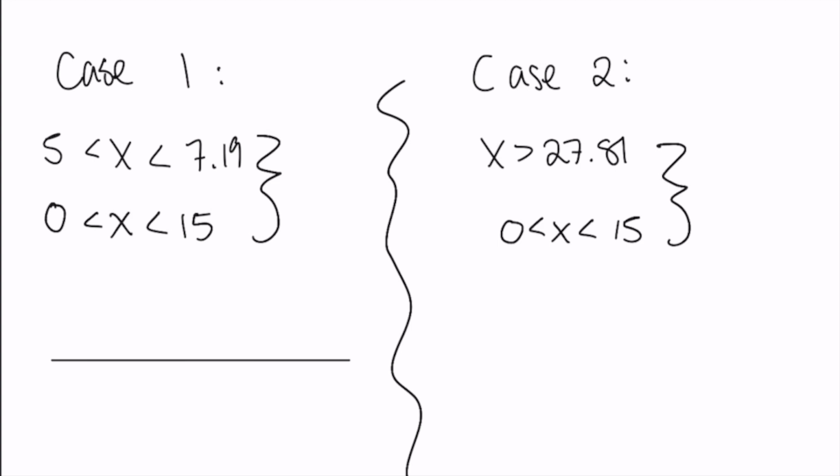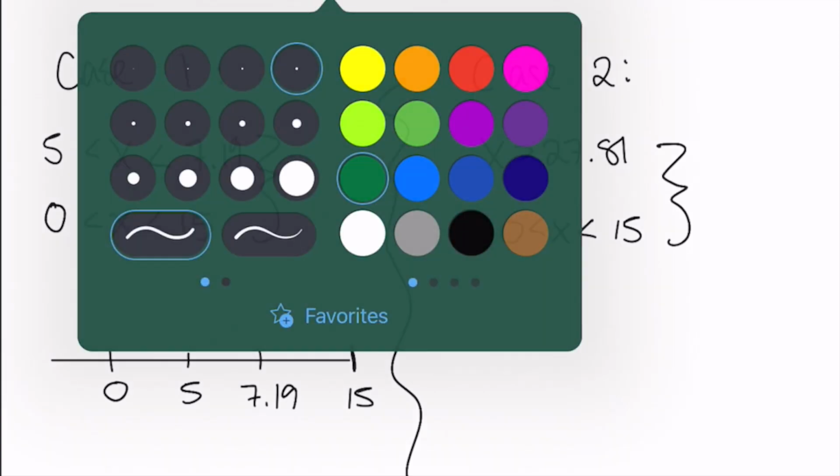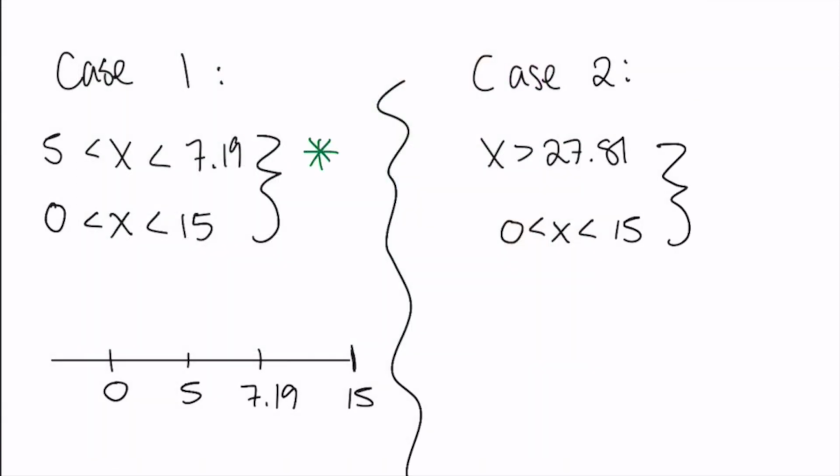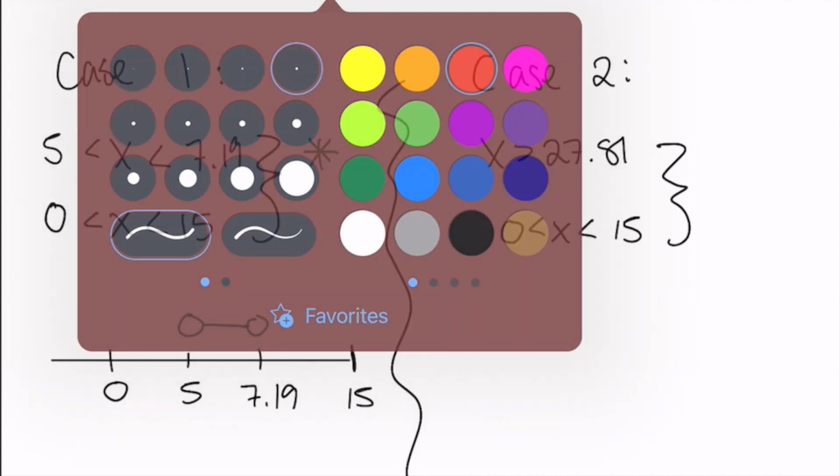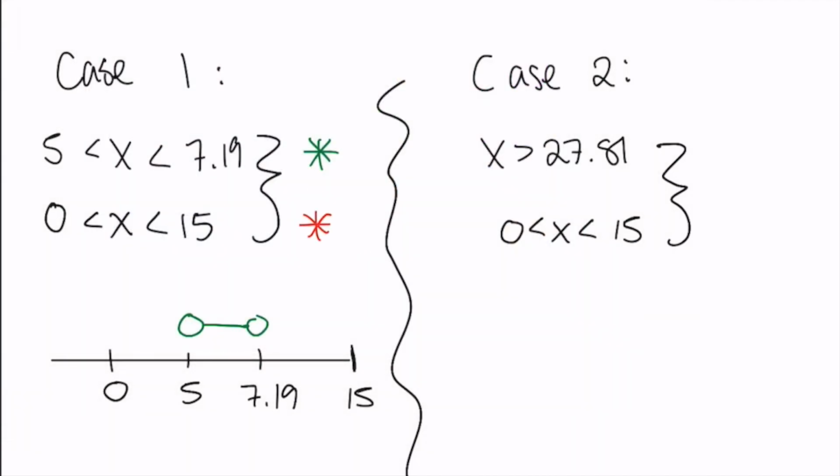So I'm going to draw a number line with these critical values so we can find their points of intersection. I'm going to put 0 here, 5 here, 7.19 here, and 15 here. I'm going to use green to show this interval, so x is between 5 and 7.19, using hollow circles. And then using red, I'm going to show this interval here, so x is between 0 and 15.